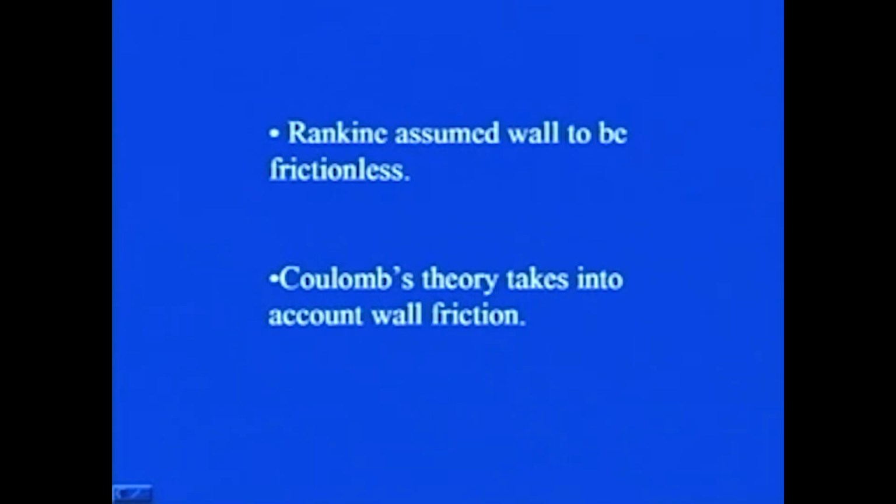In the previous class, we saw that Rankine assumed the wall to be frictionless, that is, the wall was very smooth, but Coulomb's theory can take into account the wall friction, which is more realistic in nature. If there is any retaining wall or retaining structure, it is just not possible that it will be perfectly smooth. Some little friction will be present, and Coulomb's theory takes that wall friction into account.